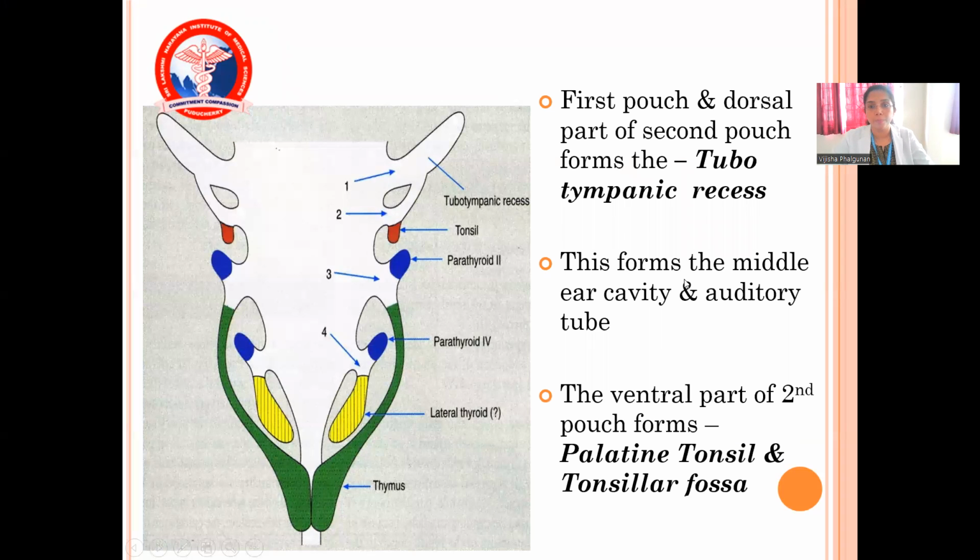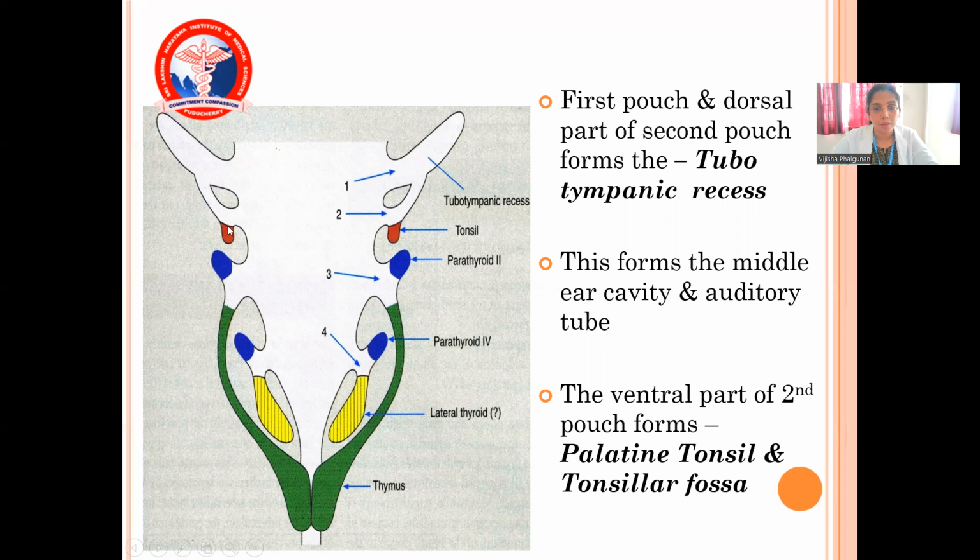Yes, you'll be wondering. See here, the first pouch and dorsal part of the second pouch form a tubotympanic recess. So these are the pouches. Okay, here only the pouches are represented. The first and the second pouch will form a tubotympanic recess. This forms the middle ear cavity and auditory tube. So this tubotympanic recess will go on and become the middle ear cavity and the auditory tube. The ventral part of the second pouch forms the palatine tonsil and tonsillar fossa.